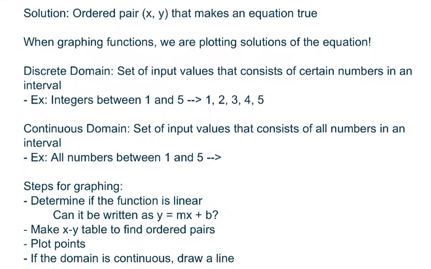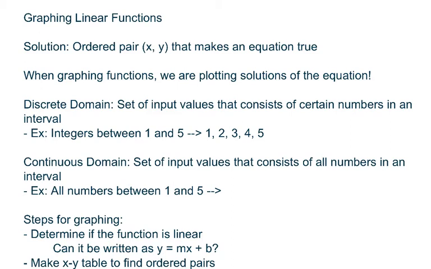I got a lot of writing here on this page, but it's a lot of vocabulary and then some important information. So the first vocabulary term is solution, and any solution is just an ordered pair x, y. That's how ordered pairs are written, x comma y, that makes an equation true. Okay, so why that's important is that we need solutions or ordered pairs in order to graph functions. And when we're graphing functions, what we're actually doing are plotting solutions of the equations. That's what we're really doing.